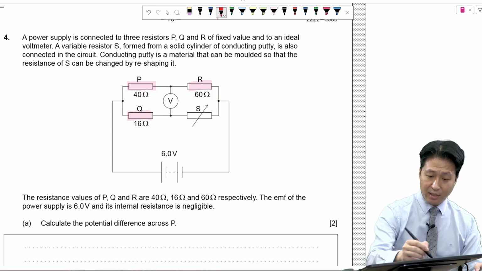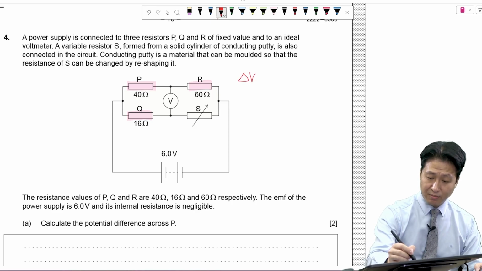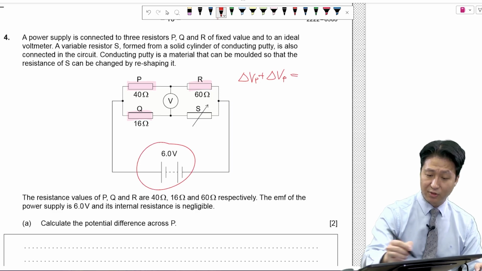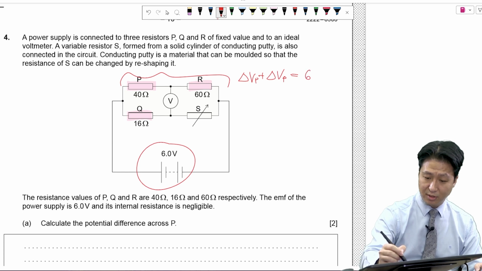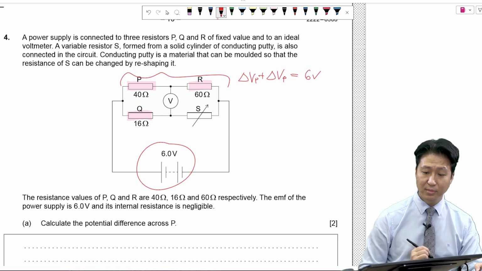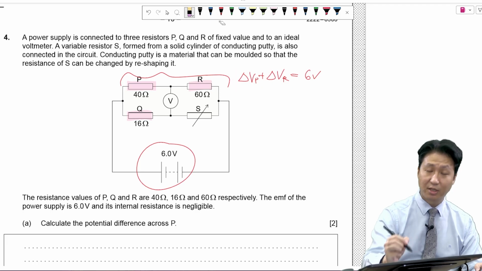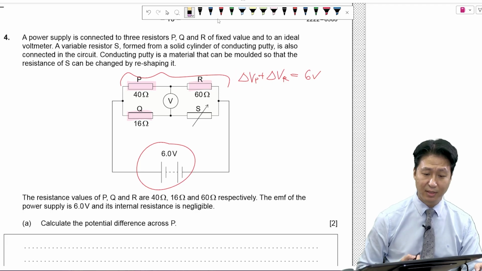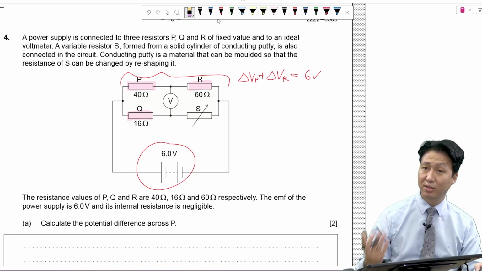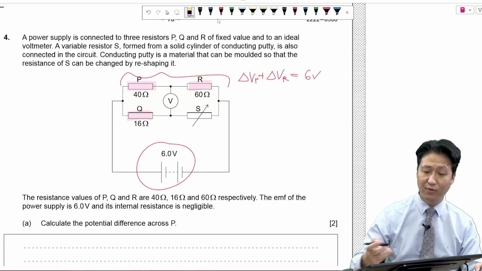Now, the voltage drop across P plus the voltage drop across R will equal the full voltage drop, because it's in parallel, so 6 volts. Whatever the voltages of P and R, they will add up to 6. In fact, it's proportional to the resistances. Whatever has a higher resistance will have a bigger proportion of the voltage.